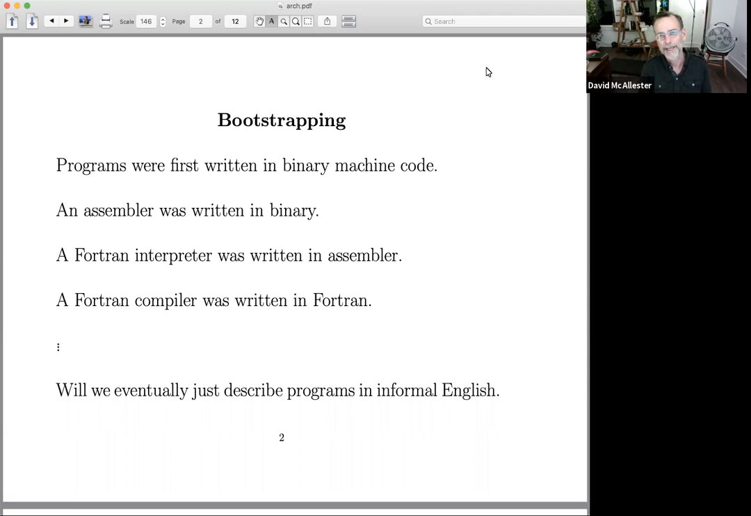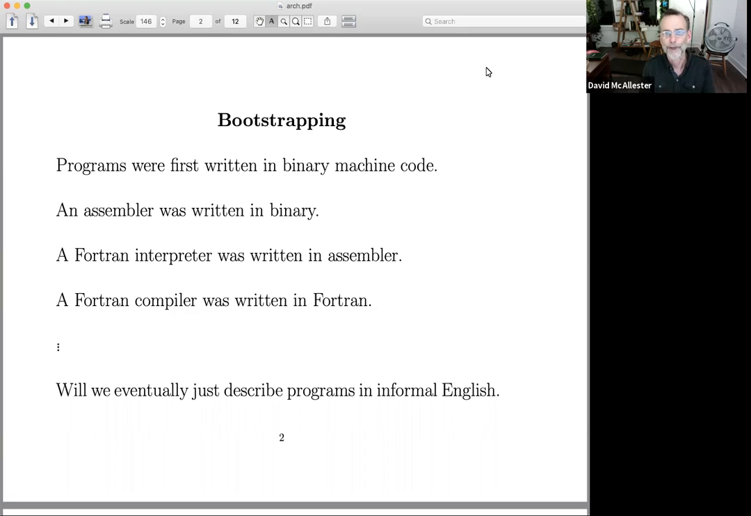But it goes back to the beginning of computer science. So in the beginning, programs were written in binary. You would toggle little switches to toggle in a program in binary. And then somebody wrote an assembler in binary that could assemble more symbolic machine code instructions. And then at some point, a Fortran interpreter was written in assembler, which is a friendlier language.